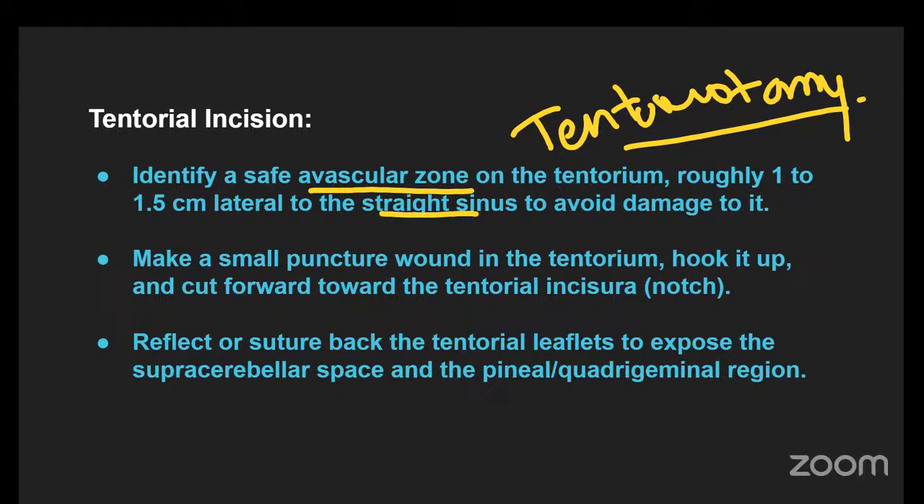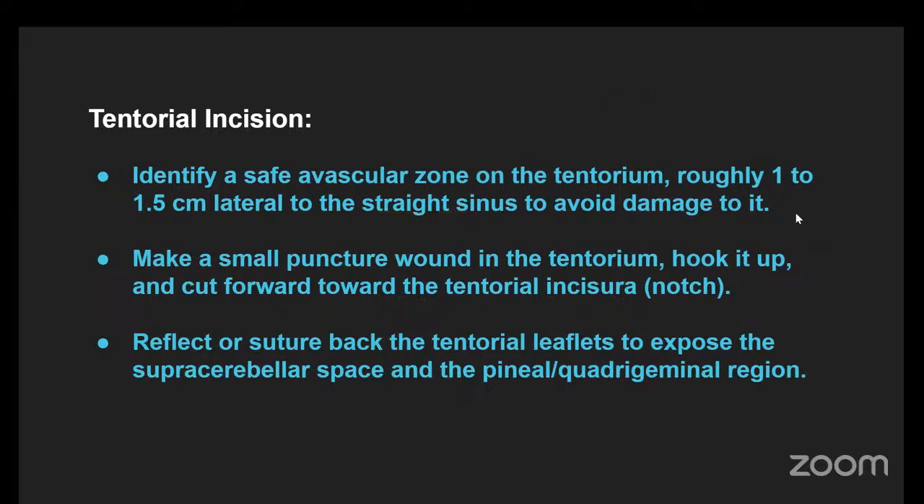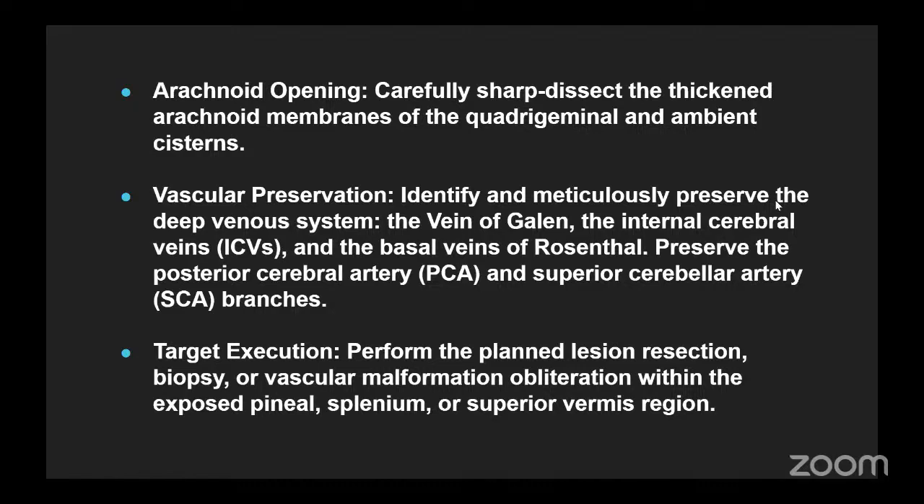After we have done this, we can reflect it, and there is no need to sew back the tentorium if it is not hindering any structure directly. And then obviously you have to open up the arachnoid of the quadrigeminal cistern. If you're going lateral, then you will find the ambient cistern as well. There is no question on the preservation of the galenic venous system and the deep venous structures, the internal cerebral vein, the basal vein, PCA, and sometimes even the branches of the superior cerebellar artery if you go deep enough.